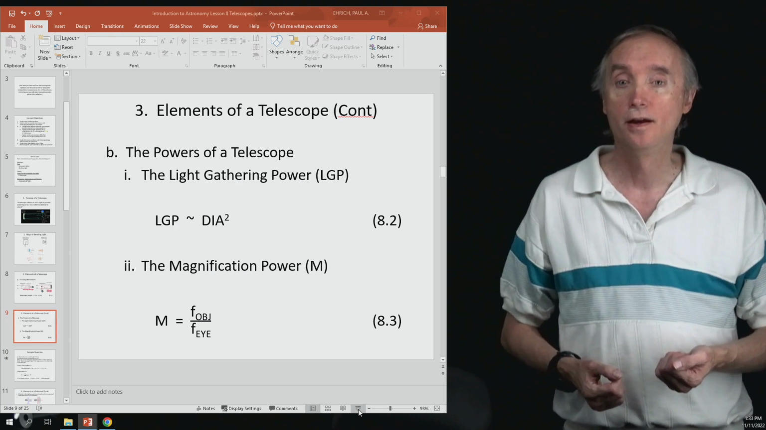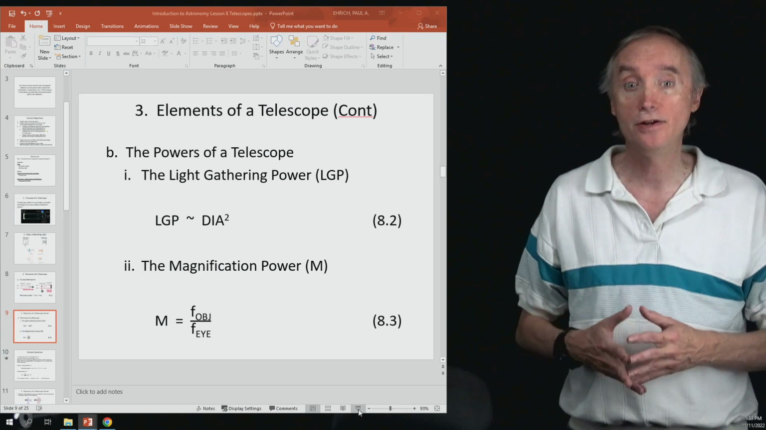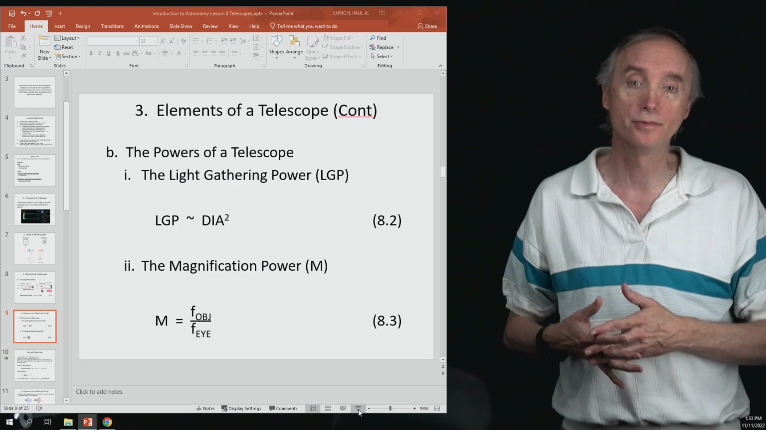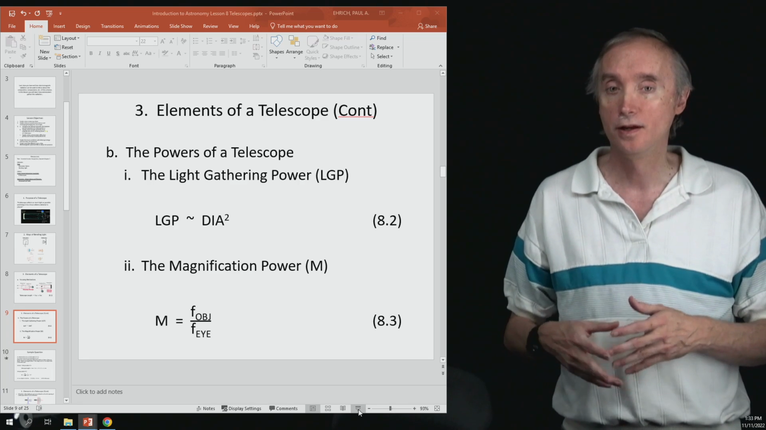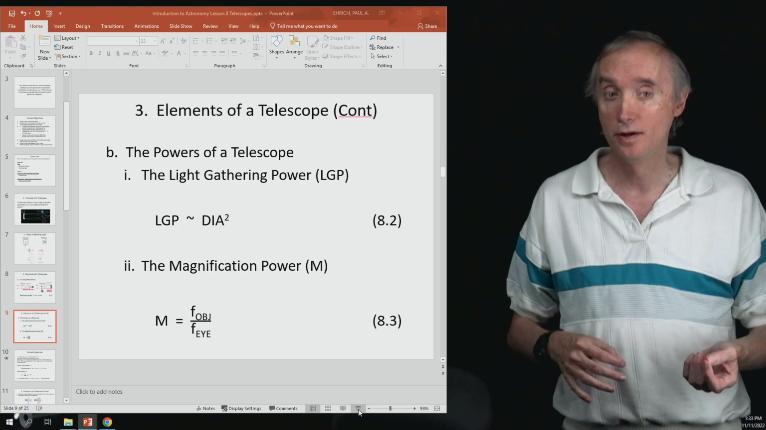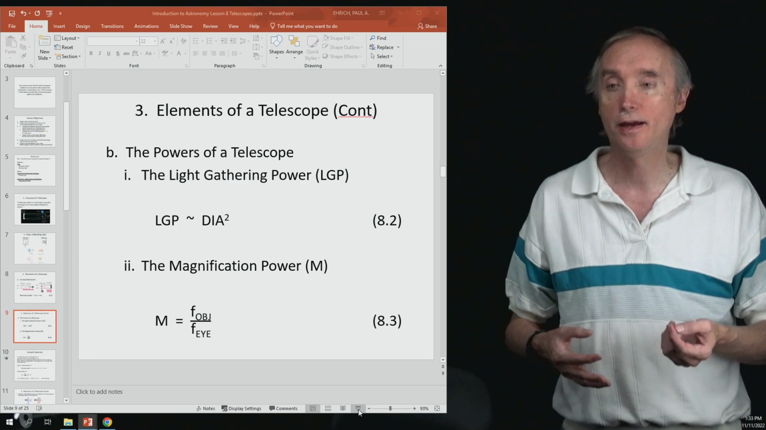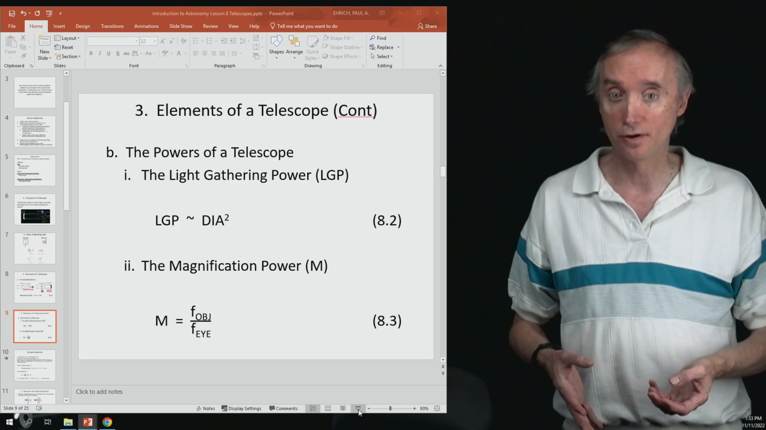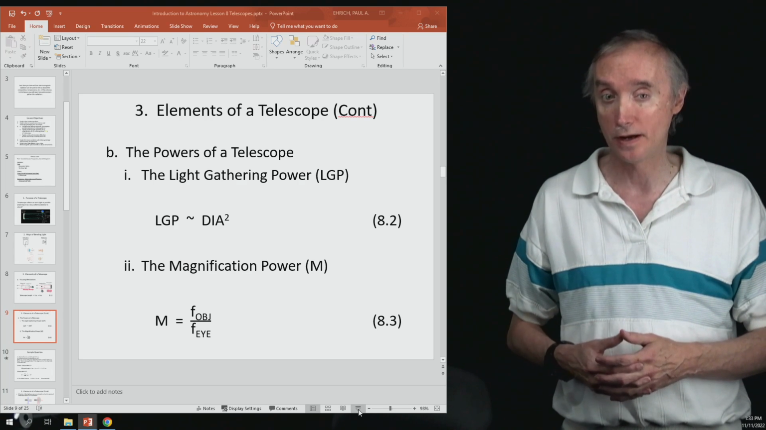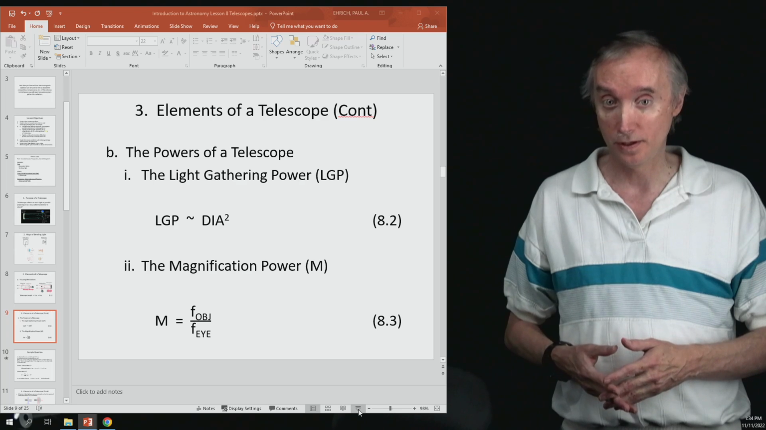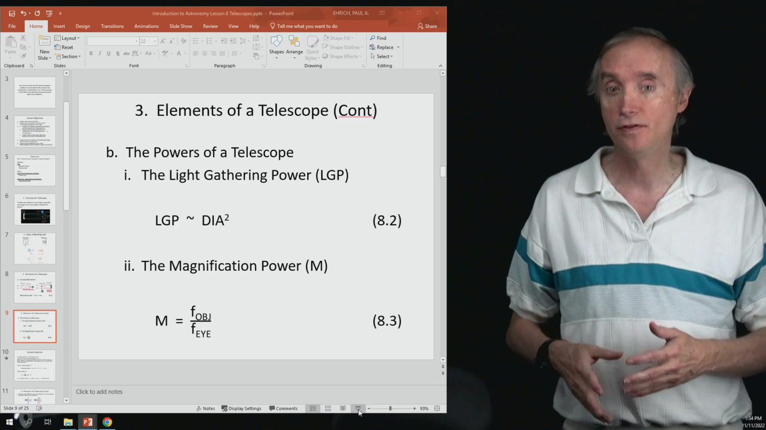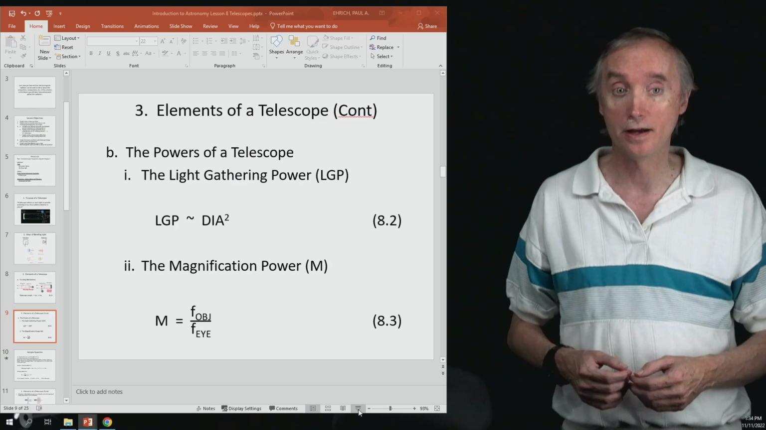Another thing is the magnification power, which, as you recall, I said wasn't that important when it comes to the kinds of telescopes that we use to look at stars. But if you're talking about a telescope that is used on Earth to look at something, yes, we are interested in the magnification power. That is the focal length of the objective divided by the focal length of the eyepiece.